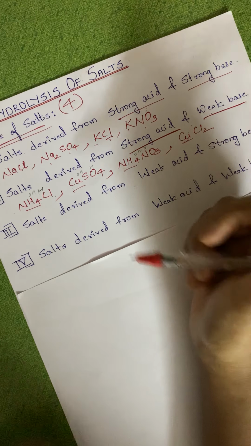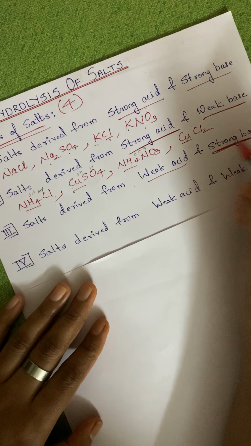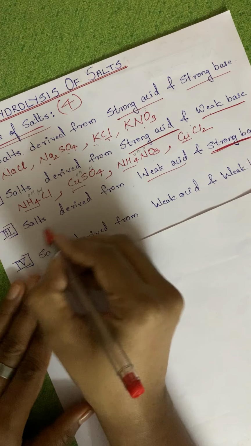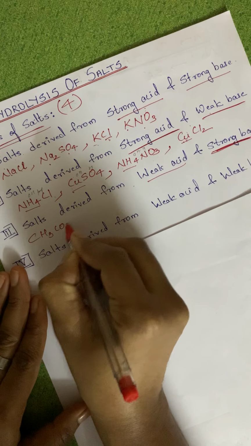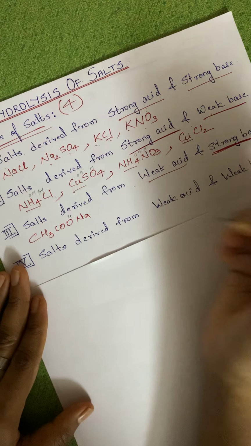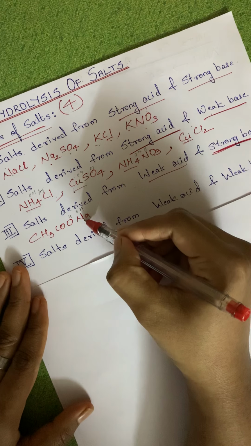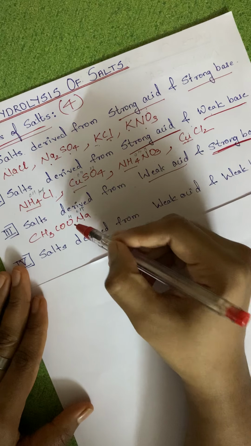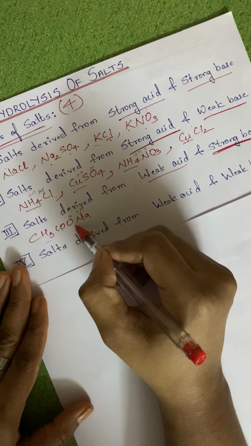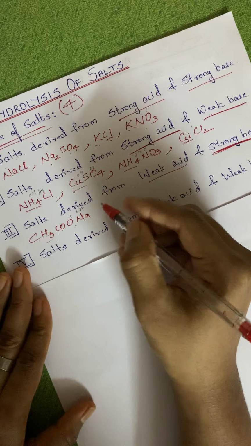Okay. Now next, salt derived from weak acid and strong base. Salt derived from weak acid and strong base. So first example is CH3COONa. Now over here, if I just attach H over here, it becomes acetic acid, and OH over here becomes NaOH. I cannot attach OH over here again. CH3COOH is nothing but acetic acid. Weak acid here is acetic acid, and strong base is NaOH.